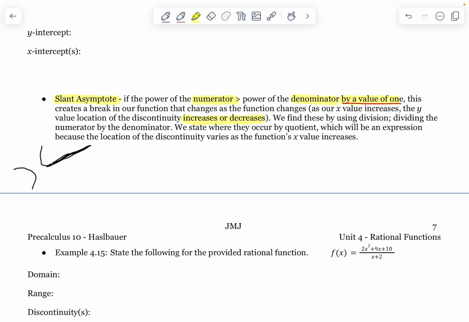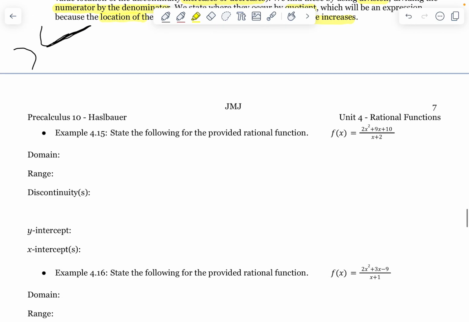We find these by using division. We had done synthetic division and long division. We must use that here if we have a slant asymptote. We divide the numerator by the denominator. We state where the asymptote occurs by the quotient, whatever the result is. Like I said, 2x plus 1, something like that. This will be an expression because the location of the discontinuity varies as the function's x values increase. So a little confusing, but let's take a look at example 15.